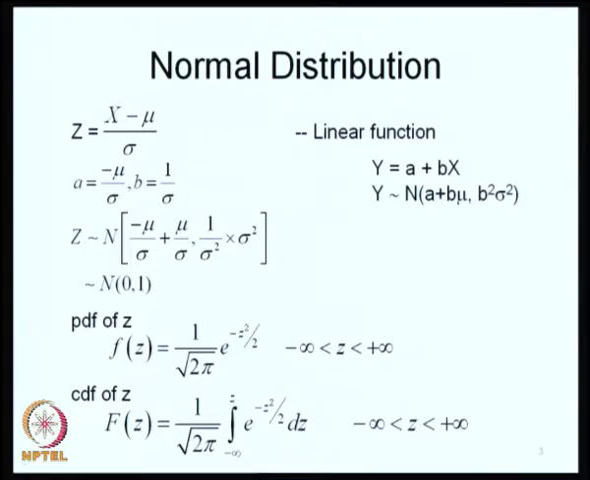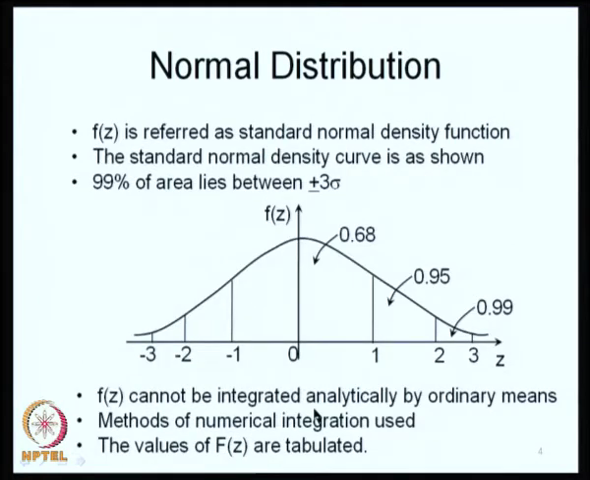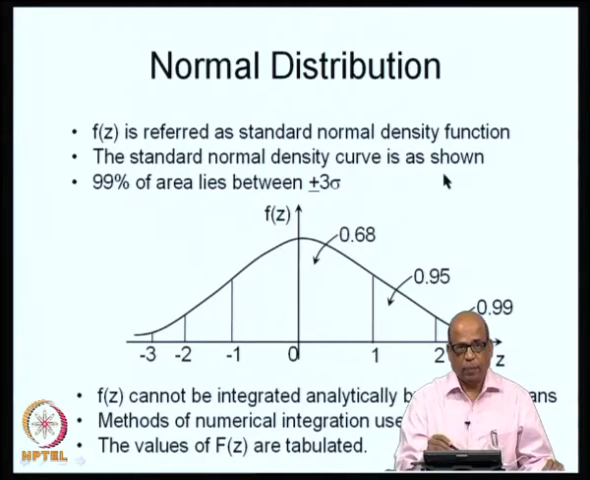As I mentioned last time, this expression cannot be analytically integrated by normal means, by the usual methods that we have, and therefore, we adopt the numerical integration for this. So, the f z is referred to as the standard normal density function.